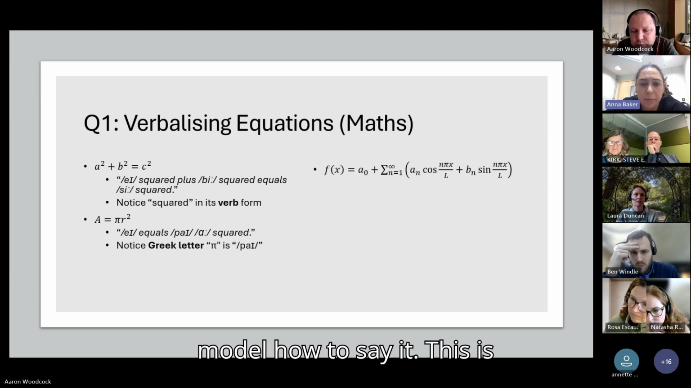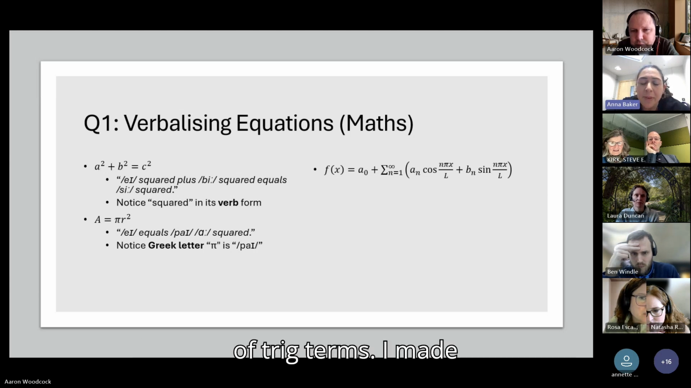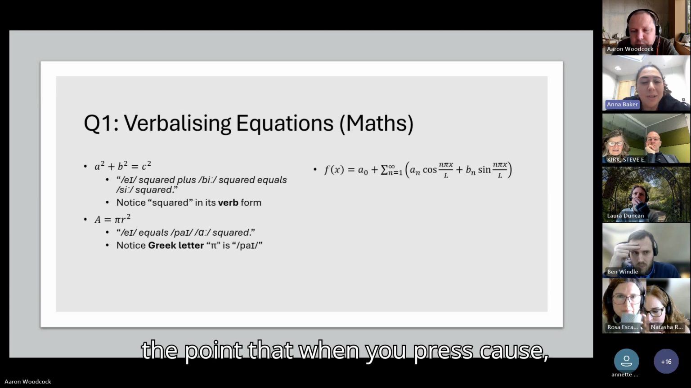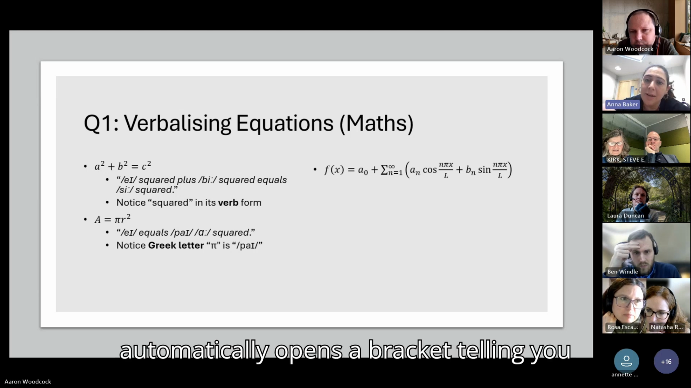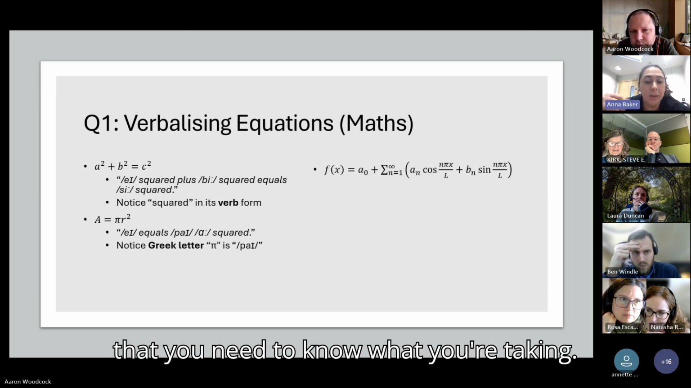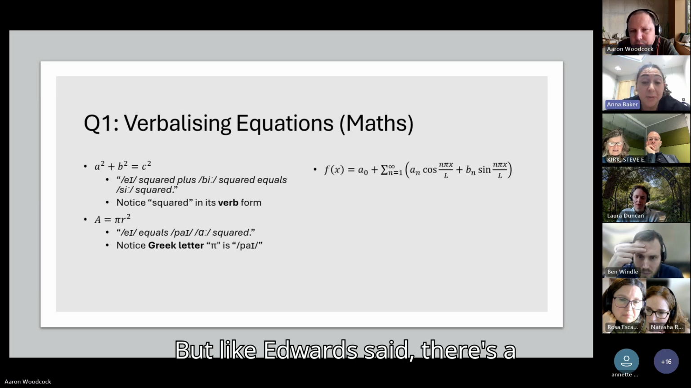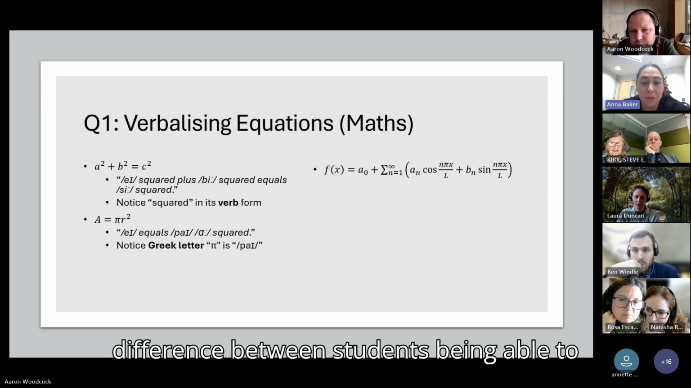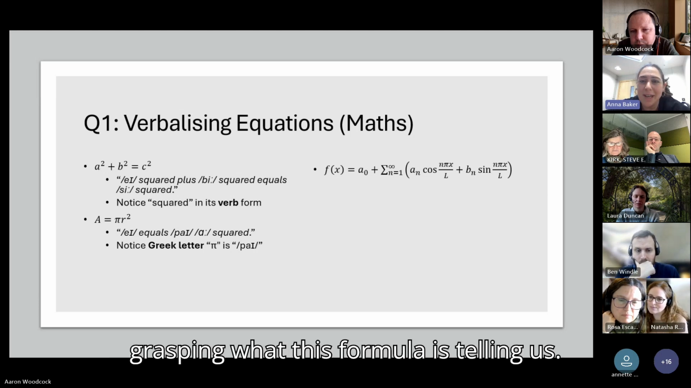This is A naught plus the sum from n is 1 to infinity of. And then inside the bracket, you've got this sum of trig terms. I made the point that when you press cos, cosine, or sine on a calculator, it automatically opens a bracket, telling you that you need to know what you're taking the sine or cosine of. The angle is the n pi x over L. But like Edward said, there's a difference between students being able to use and substitute in values and really grasping what this formula is telling us.